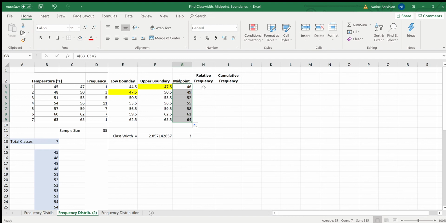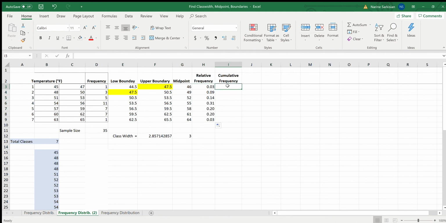Relative frequency. For relative frequency, equal sign, I'm taking the frequency for each class and dividing by the total sample size. Here the sample size I also need to freeze because I have to drag down and I don't want this sample size 35 to be changed. So I'm freezing it here. All right, and click enter. Once I have it, I drag this down and it will fill out relative frequency.